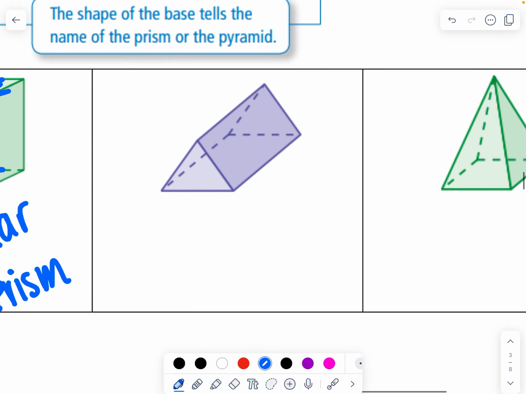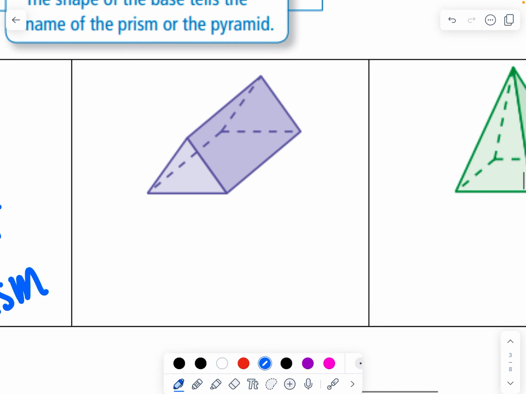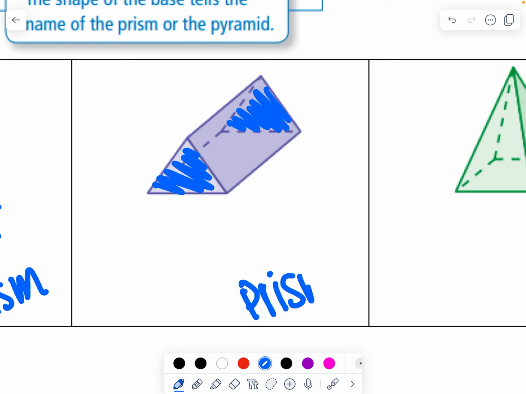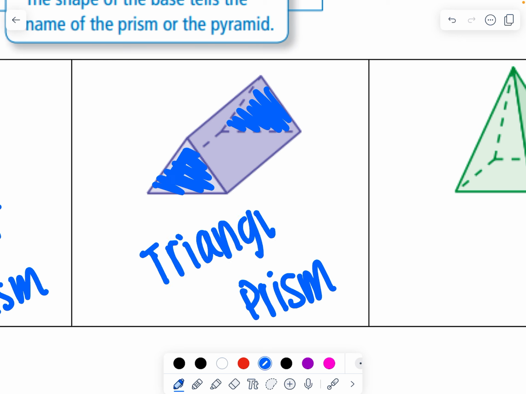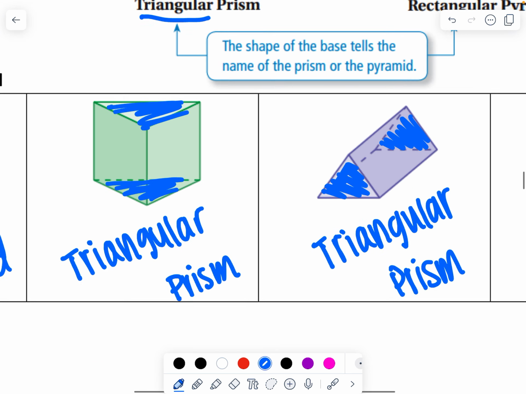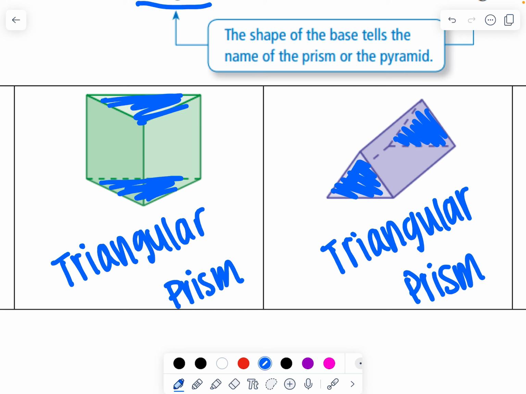This one, it does not come to a point, and I can tell it has 2 identical bases. So that is a prism. And you have to ask yourself, what shape is the bases? And those are triangles. So this one is also a triangular prism. So this is the exact same as the one on the left. One is just, they're facing different directions. One is sitting on the bases, the other one is not.